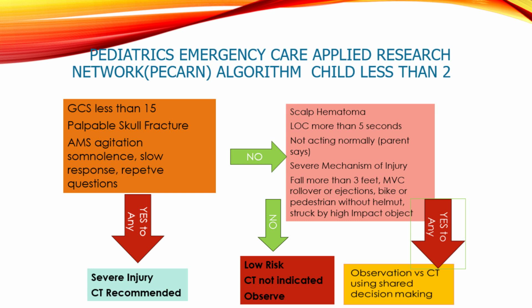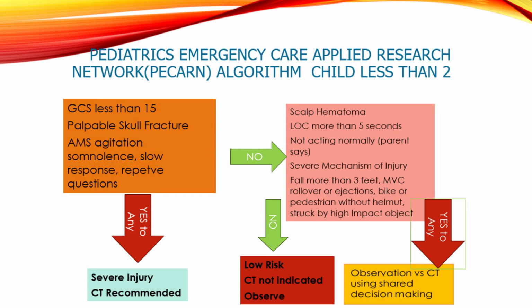If a child has none of the signs in the orange box, they are evaluated for signs in the pink box. If they have any of these signs, intermediate risk observation is required, and a CT scan would be indicated based on shared decision-making, like a physician's experience, the history of severe mechanism of injury, or if they have 2 of the signs.